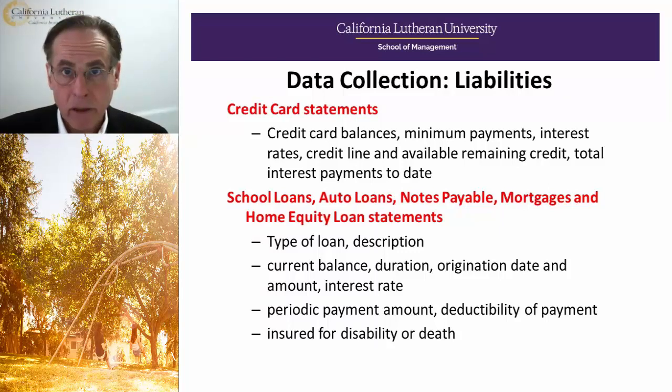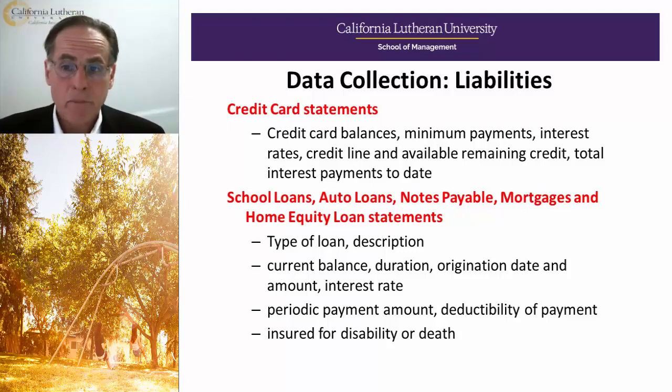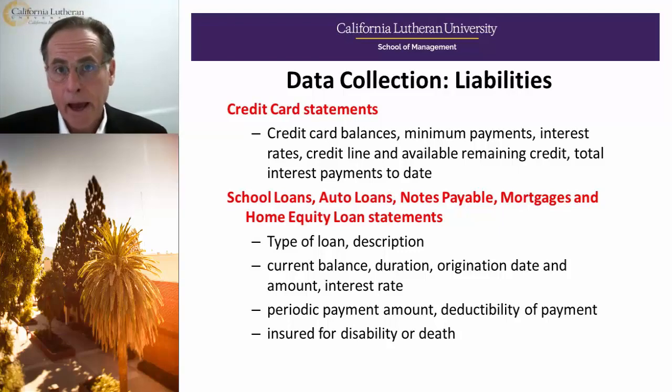for a revolving debt, credit cards, for example, you look at what is the interest rate being charged, what's the total credit line, and what is the current balance? And obviously that's the available remaining credit. Total interest payments to date, so what's going out, how much is the monthly payments being made, what is the minimum payment required for that credit card.